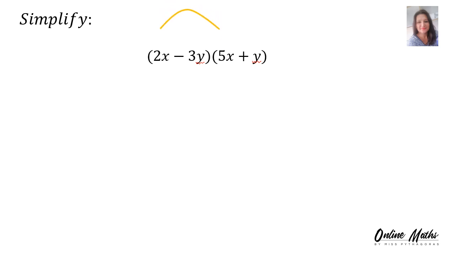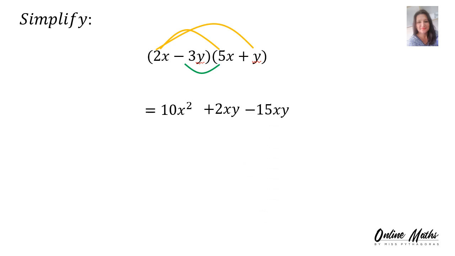So you'll start by saying 2x times 5x is 10x squared. 2x times plus y is plus 2xy. Now minus 3y. Minus 3y times 5x is minus 15xy. And then minus 3y times plus y is minus 3y squared.